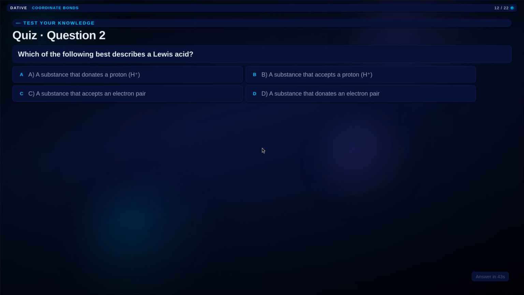Quiz question 2. Which of the following best describes a Lewis acid? Option A, a substance that donates a proton. Option B, a substance that accepts a proton. Option C, a substance that accepts an electron pair. Option D, a substance that donates an electron pair. Think carefully about the definition.